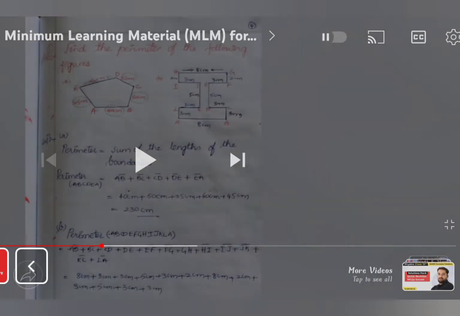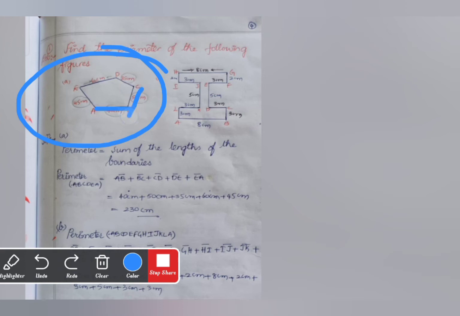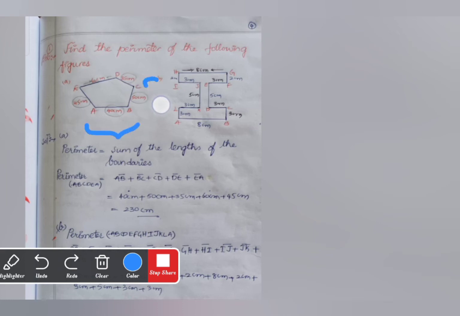Let's do by using some examples. Find the perimeter of the following figures. So we need to find out the perimeter of this figure. What is meant by perimeter? Perimeter is nothing but the sum of the lengths of the boundaries. So here how many boundaries are there? 1, 2, 3, 4, 5. 5 boundaries are there. Can we name them? This AB is one boundary, BC is another boundary, CD, DE and EA. So these are 5 boundaries. If we add the lengths of these boundaries, we will get the perimeter.